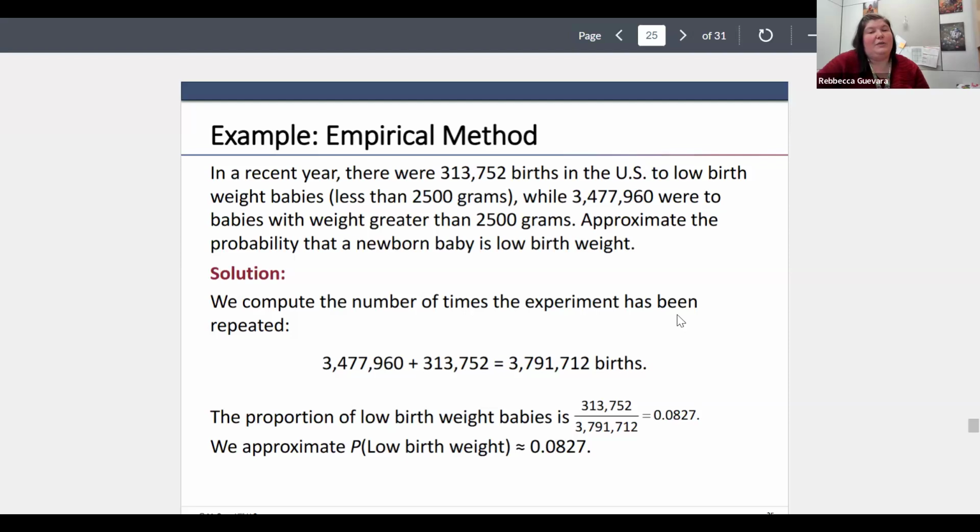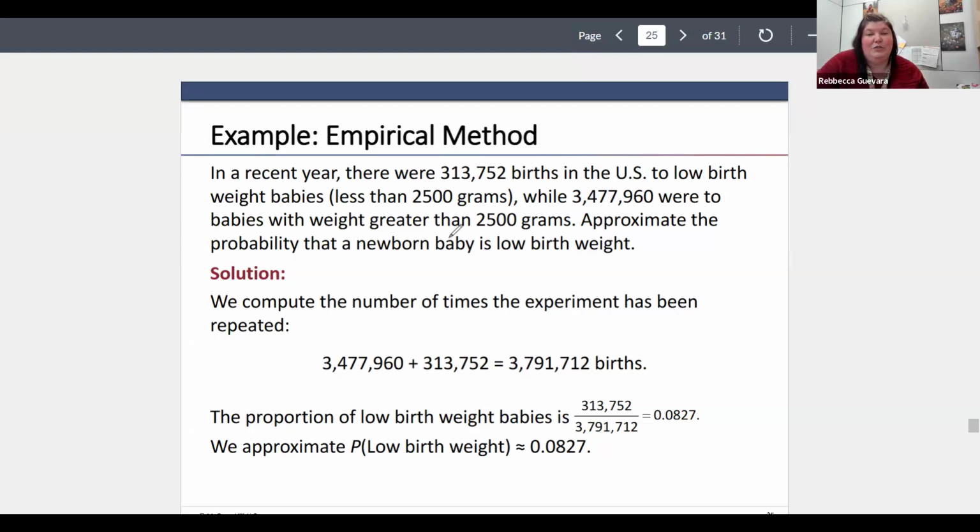So another example: in recent years, there were 313,752 births in the US to low birth weight babies. That means they weigh under 2,500 grams, which I forgot to figure out in pounds. While 3,477,960 babies had a birth weight of 2,500 grams or more. We will approximate the probability that a newborn baby has a low birth weight.